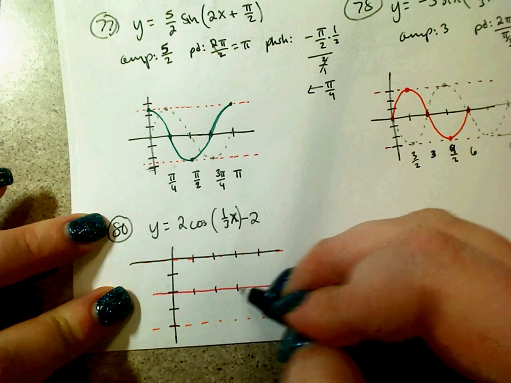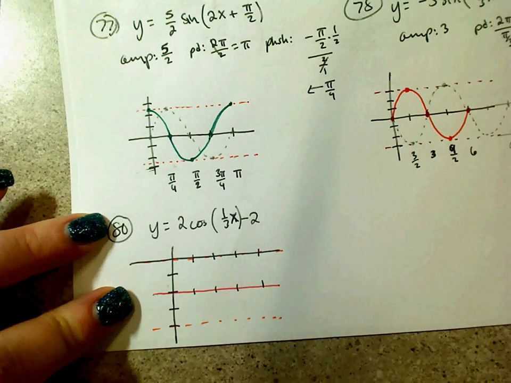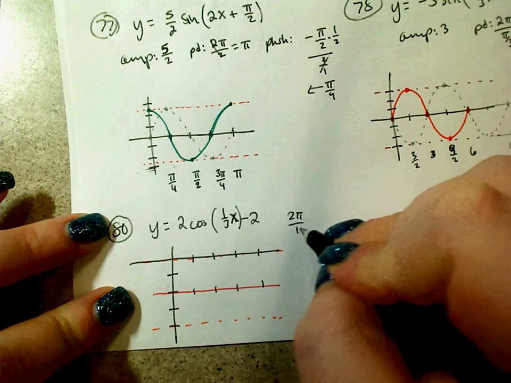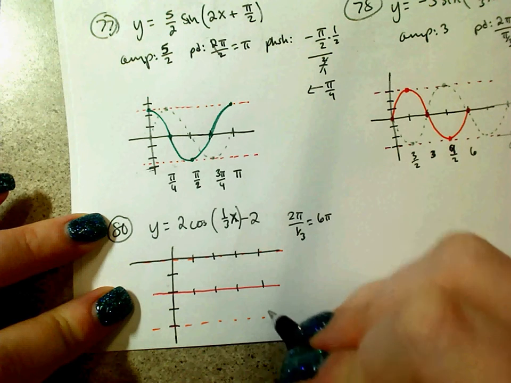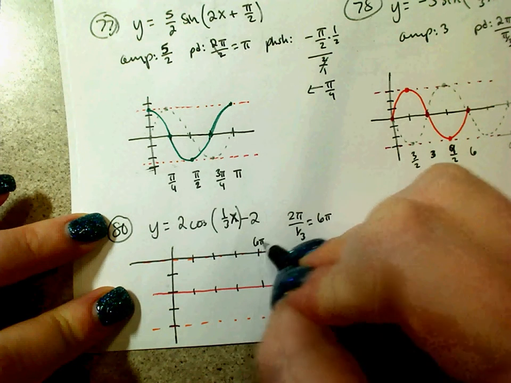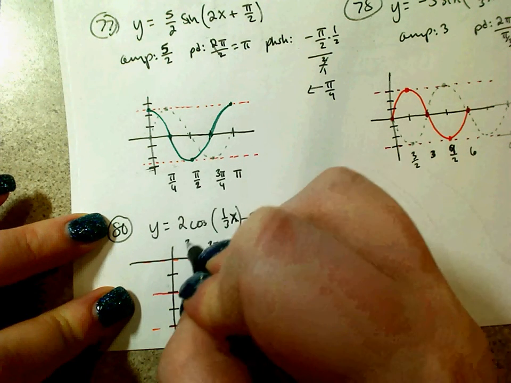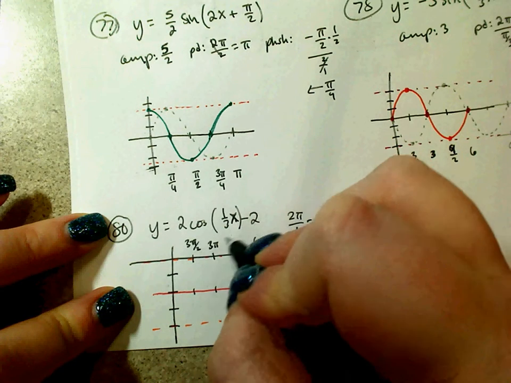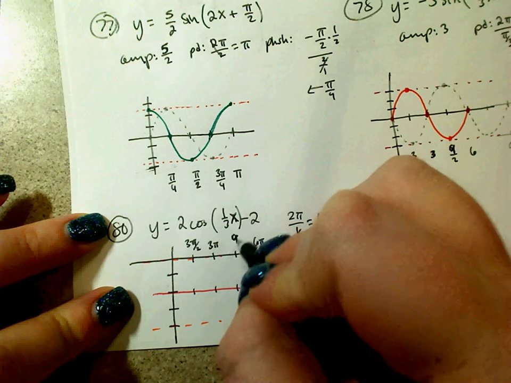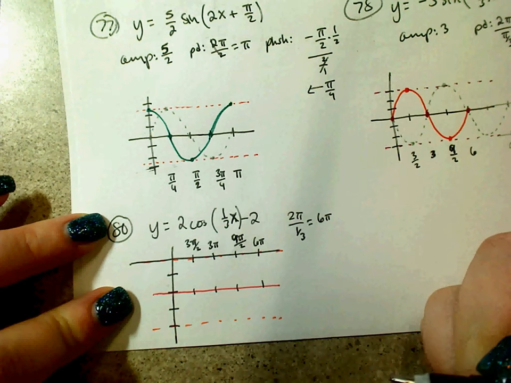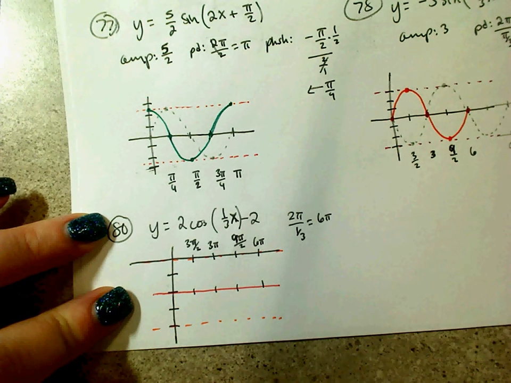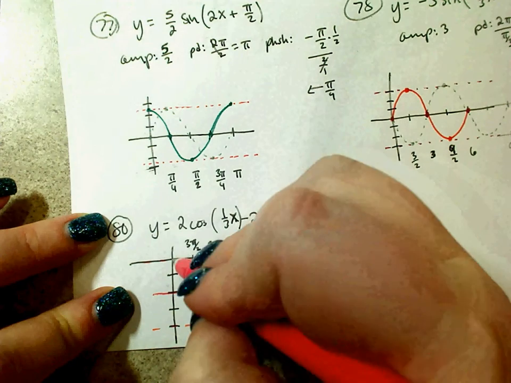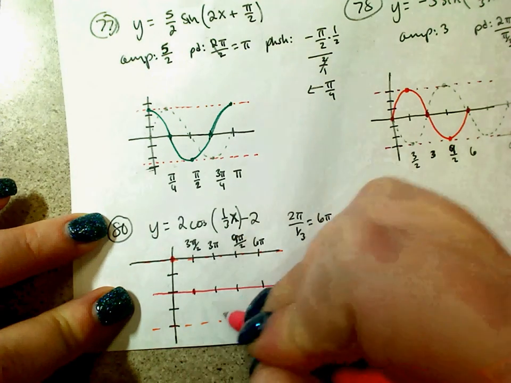And I'm going to graph a cosine wave with period 2 pi divided by 1/3, which is, I really like this number, 6 pi. So if this is 6 pi, and this is 3 pi, 3 halves pi, 3 halves, 6 halves, 9 halves. Okay, we got a cosine wave, so cosine starts at the amplitude. The max comes down, minimum, midline, max.